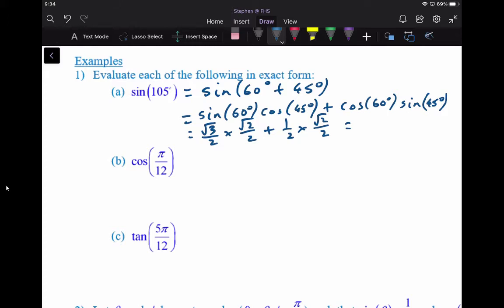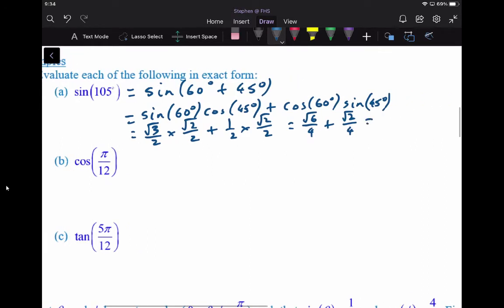So simplifying all this, we get root 3 times root 2 is root 6, 2 times 2 is 4, plus 1 times root 2 is root 2, and that's all over 4 as well. So what this ends up being is just one single fraction with the denominator of 4, and the numerator is root 6 plus root 2. And there we go. That right there is the answer for sine of 105 degrees. You can of course verify this on CAS as well.